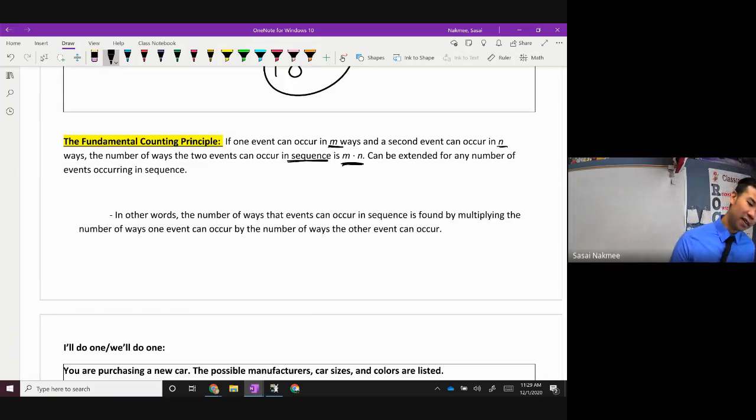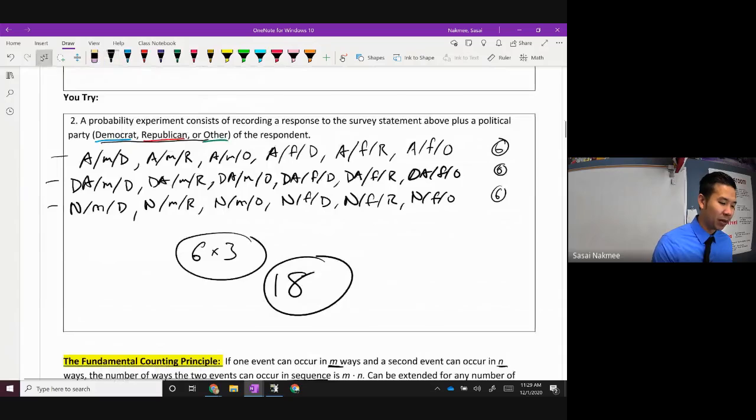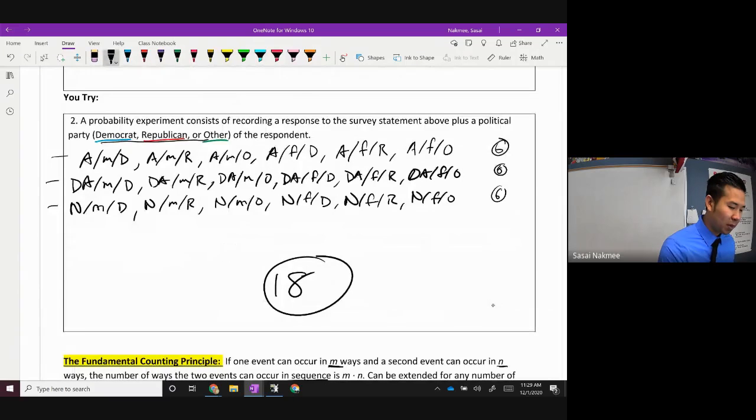And to add on top of this, this can be extended for any number of events occurring in sequence. So if there's 3 possibilities for the first option, and 2 possibilities for the second option, and then 3 possibilities for the third option, right? That's what happened up here, by the way. You have 3 possibilities you can pick from. You can either agree, disagree, or have no opinion. Then there's 2 possibilities for either being male or female. And then there's 3 possibilities for them being a Democrat, a Republican, or other.